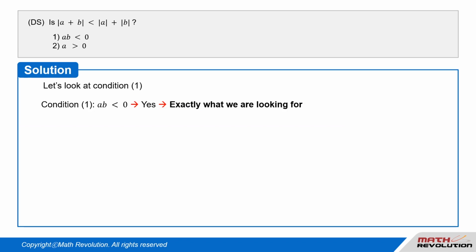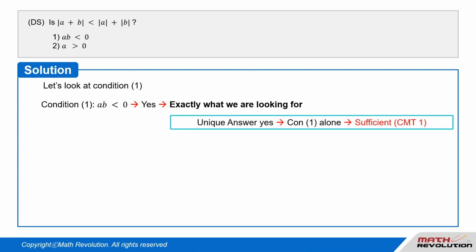Thus, let's look at condition 1. It tells us that A times B is less than 0, and we get yes as the answer. This is exactly what we were looking for. The answer is unique yes, so it is sufficient by the common mistake type 1, which means that the answer must be in terms of a unique yes or no.